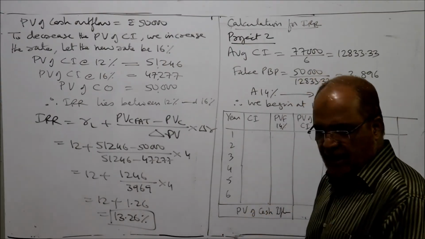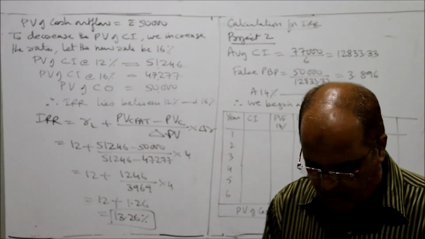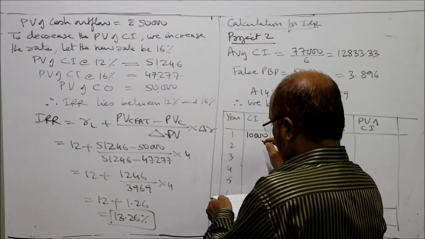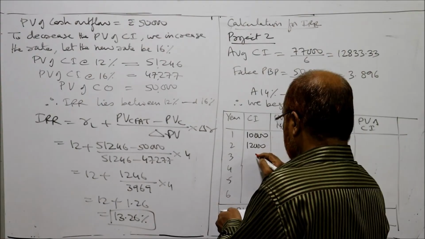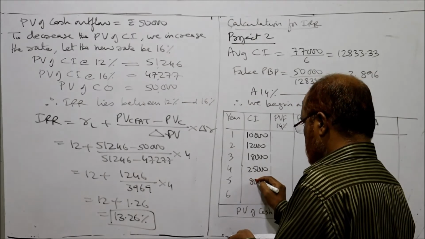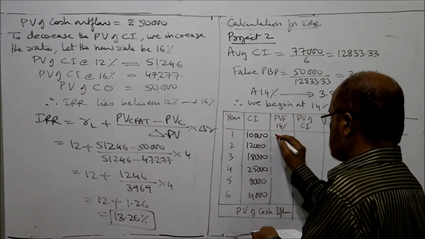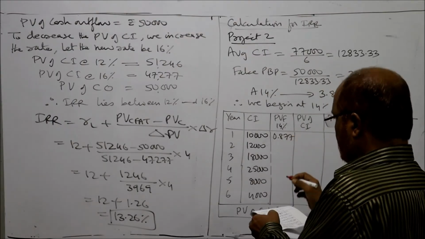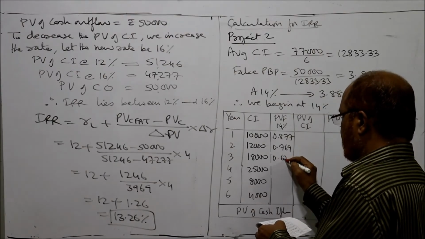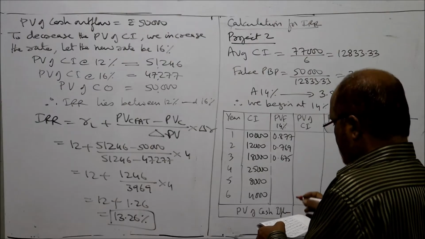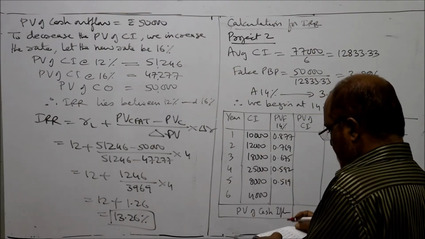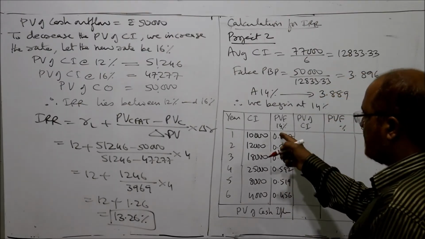At 14%. The cash inflows are given in the problem for proposal option 2. The option 2 cash inflows are 10,000, then 12,000, then 18,000, 25,000, 8,000, 4,000. PV factors 0.877, 0.769, 0.675, 0.592, 0.519, 0.456. These are the PV factors at 14%.